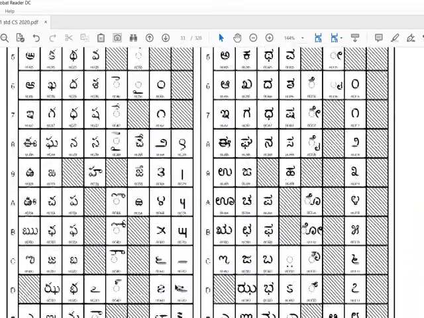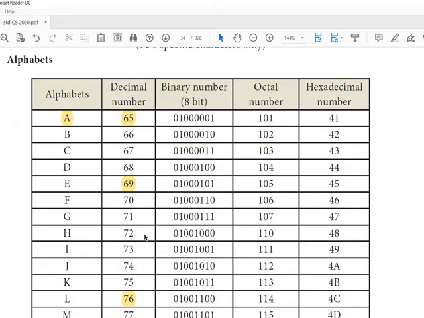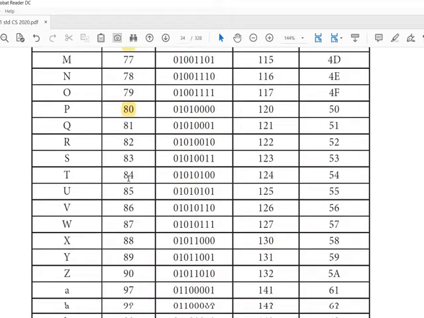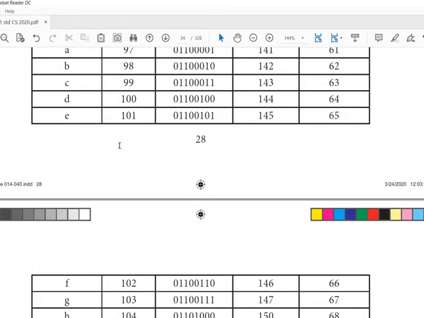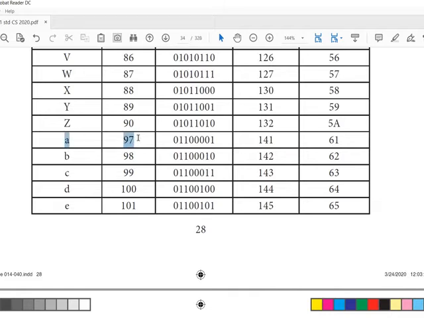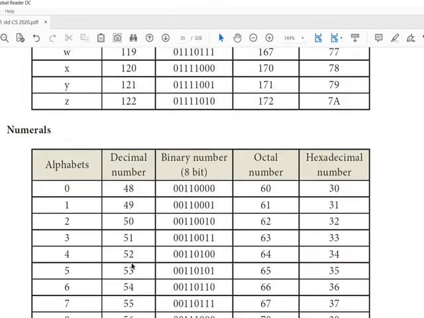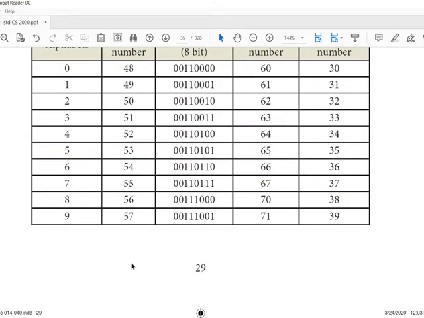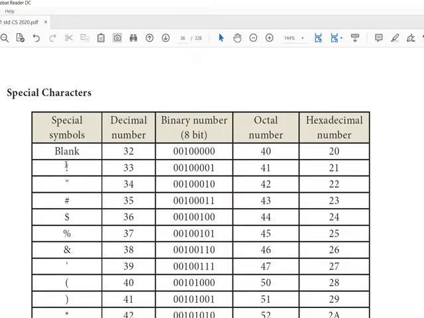Most probably one word will come only for this ASCII value, so have a look. No need to memorize, just if you know the starting letter A is 65, you can calculate the other numbers easily. Likewise, the small letter a always starts with 97, so from this you can calculate the balance numbers. Okay, the special characters also have decimal numbers and binary numbers. For example, the blank space is equal to number 32.